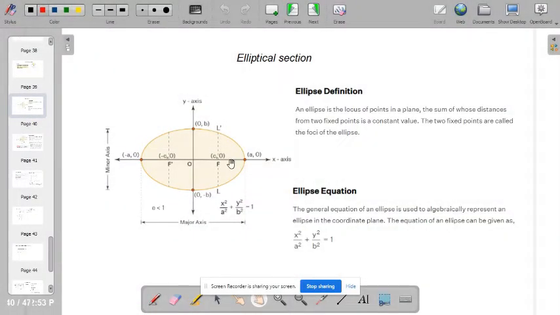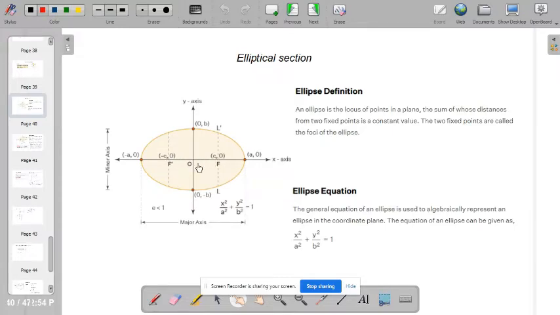I am going to discuss today the elliptical section and how to get the area of the section, and of course we have to define what an ellipse is. An ellipse is the locus of points in a plane, the sum of whose distances from two fixed points is a constant value. The two fixed points are called the foci of the ellipse.